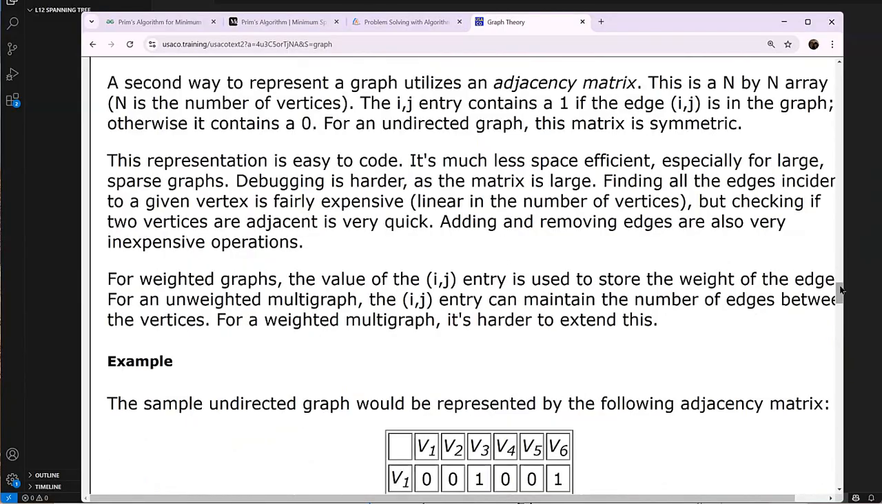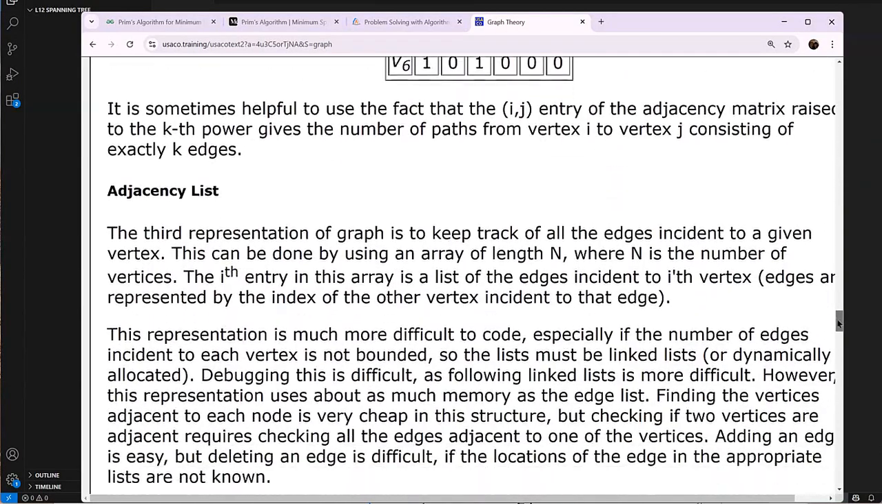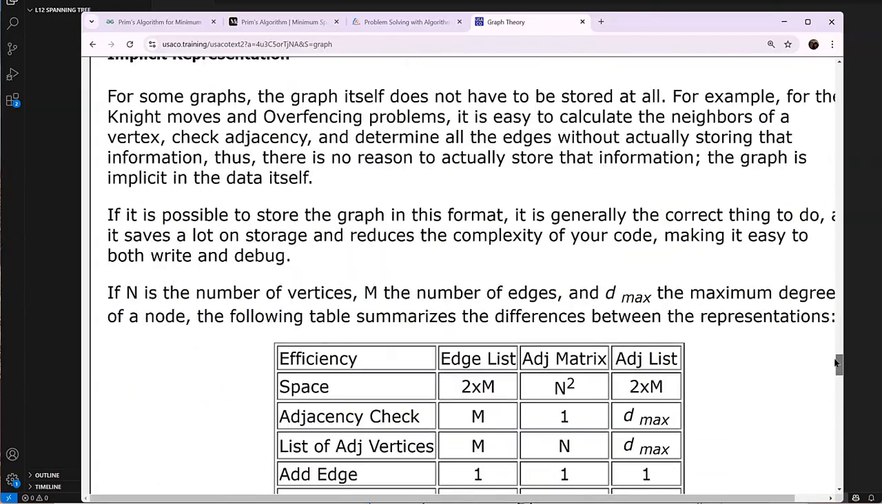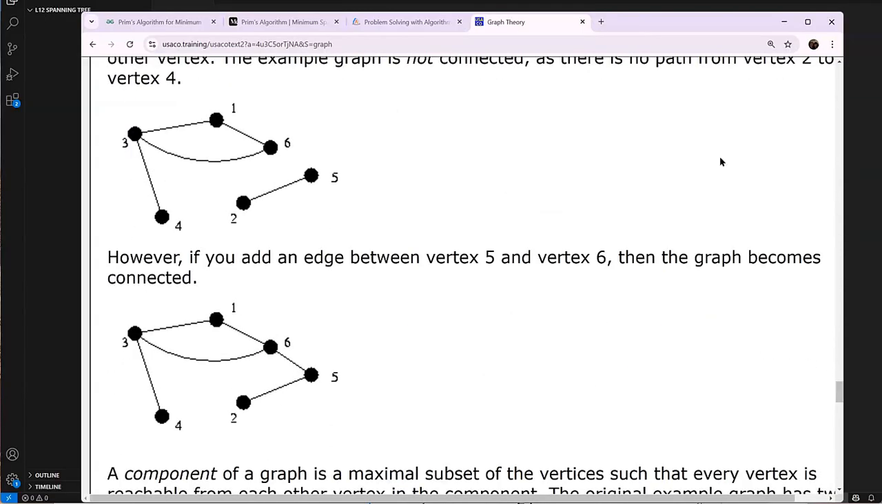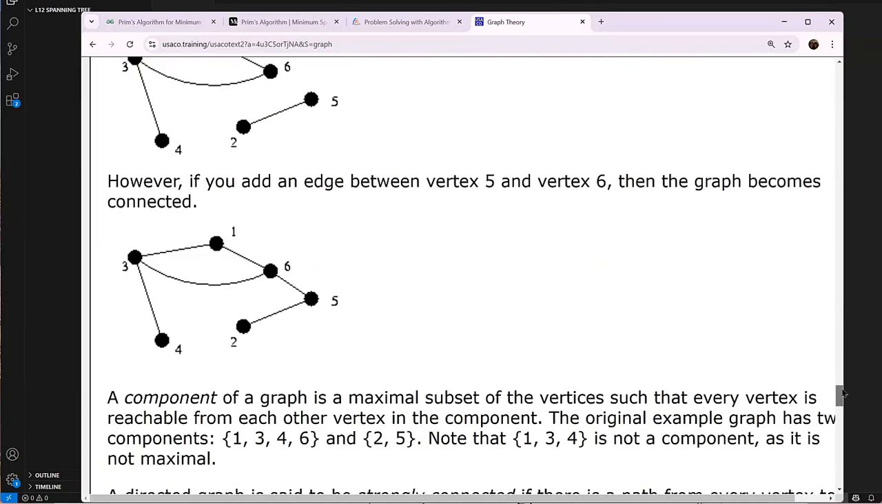This is the adjacency matrix and adjacency list, we talked about it already. Connectedness, there are also algorithms for that. You need to check whether, say, 4 and 5 are connected or not. Or where you can add a single edge to connect 4 and 5. There are problems like that. That's connectedness.